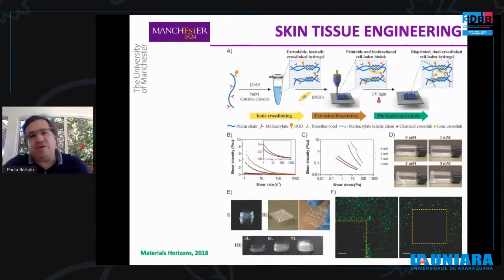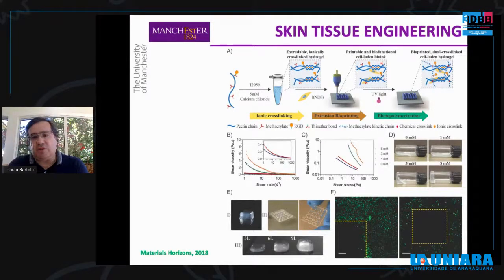So the pectin was decorated with RGDs and encapsulated human dermal fibroblasts. We add calcium chloride into the polymer solution to slightly increase the viscosity through an ionic cross-linking to guarantee a good printability of the bio-ink. And then the bio-ink is printed and finally cross-linked through a UV curing reaction.